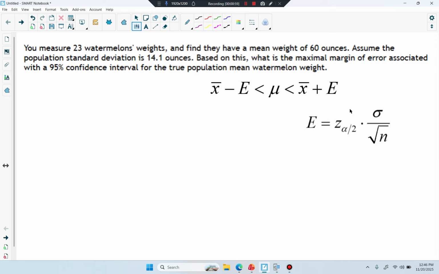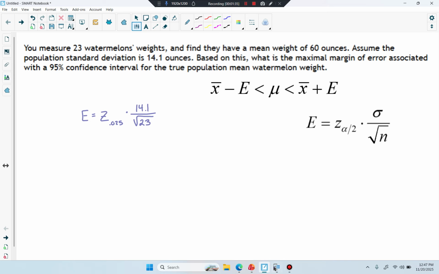So basically, we're going to be using this to figure out what the margin of error is. Our margin of error is just going to be equal to the z value associated with the 95% confidence interval. In this case, alpha is 5%, so this would be 0.025. It would be the z value that cuts off the bottom 0.025 of the graph, times the population standard deviation, which is 14.1, over the square root of n, which is 23.